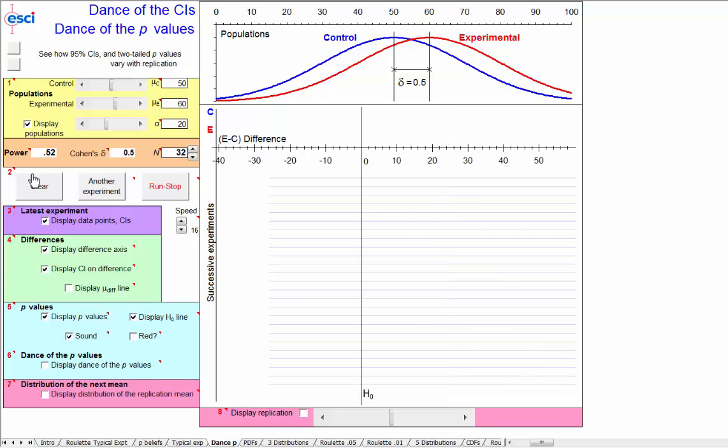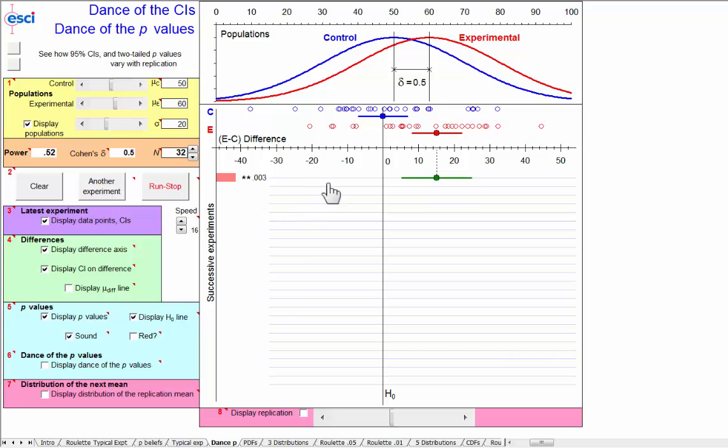Now let's consider p-values. And I'll run an experiment. And this experiment happened to estimate about 15, and there is our mean and confidence interval. Here is 0 lined up with a control sample mean and our difference axis. This result is well clear of the null hypothesized value, so we know our p-value would be small, and in fact it's 0.003. Let's do another one.